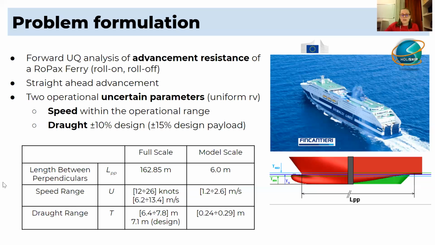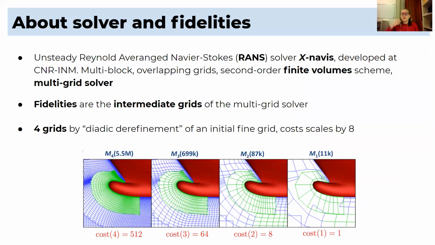And so these are the rescaled length and the rescaled ranges for the two parameters. This is basically just to have an idea of what our object is, what the thing is that we are working with. And as I said, we have to solve Navier-Stokes.